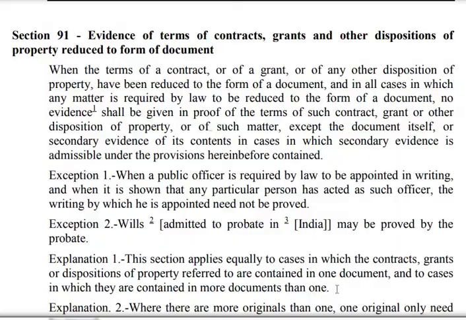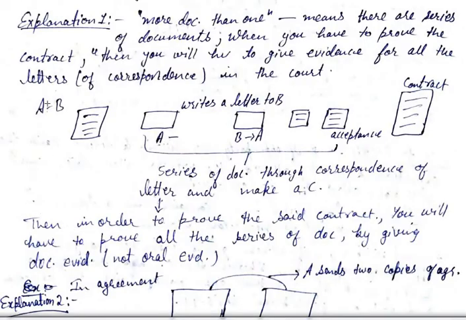What does this mean? Suppose there is a contract between A and B. So you have to prove this document, produce this document, oral evidence for the terms is not allowed. But this talks about this situation. Suppose on a particular date, A writes a letter to B. Then on a particular date, B writes a letter to A. And then there is correspondence between these two. And finally, the offer is accepted.